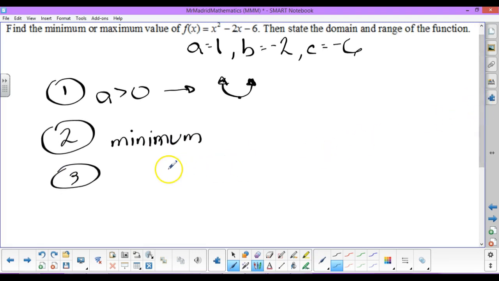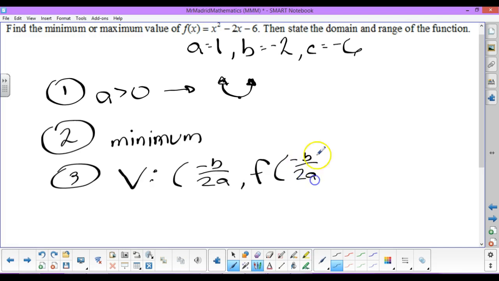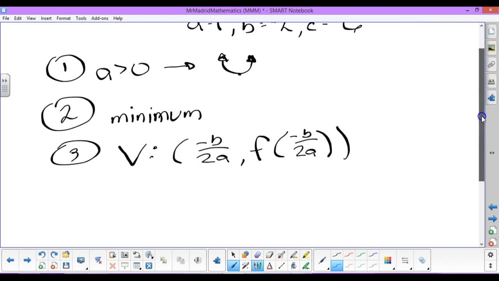What is it? Well, we need to identify the vertex. So let's go through that process. Right. We need -b over 2a. This is again review. Then f of -b over 2a. Alright. Now, before we would already have had the x coordinate done, but now we have to do both of these coordinates at the same time. No big deal. So let's go ahead and do that.